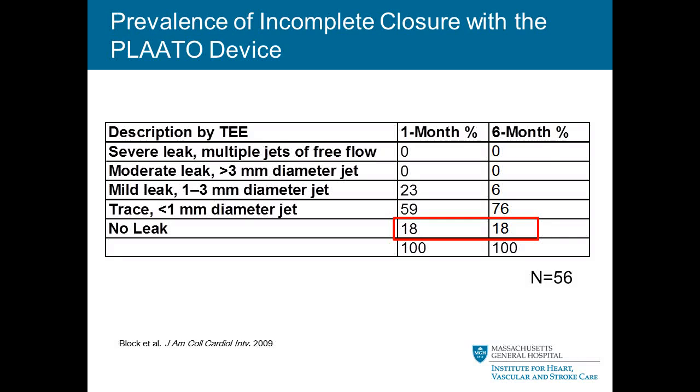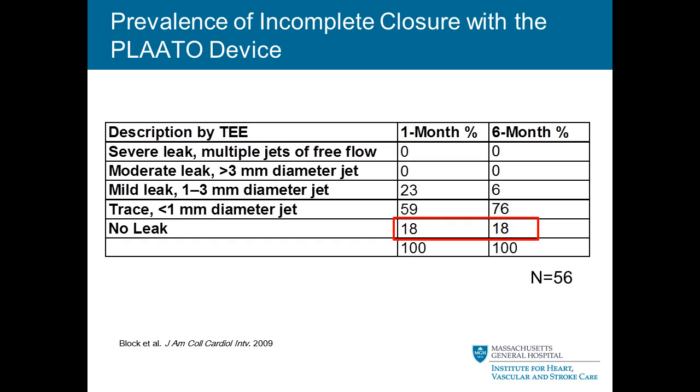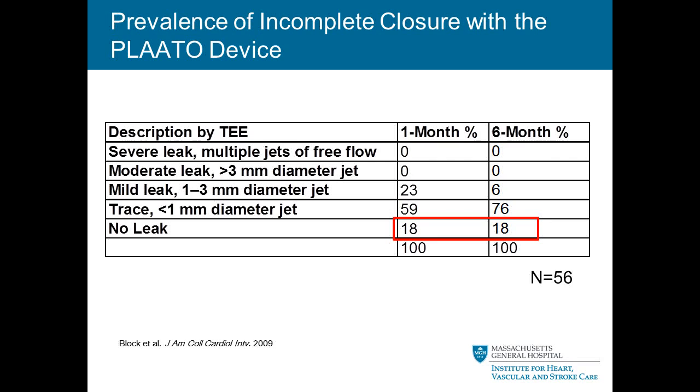And no leak occurred in 18% of the patients. So the rest of the patients had one type or another of some incomplete closure. There were no severe incomplete closures. So 0% severe and 0% moderate.